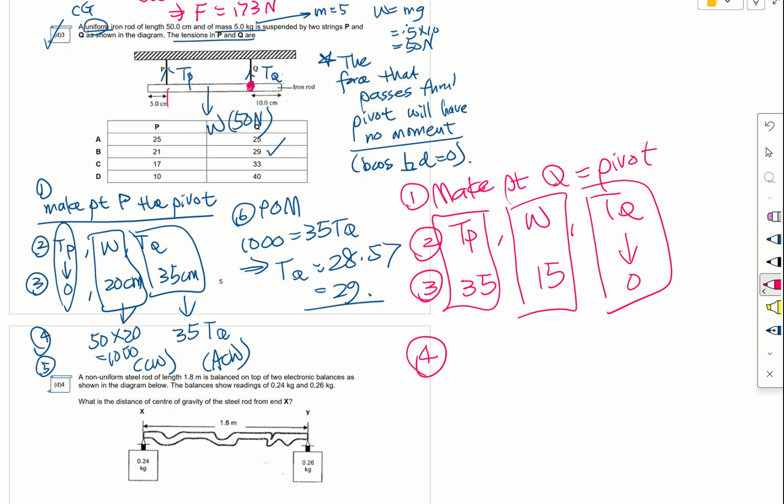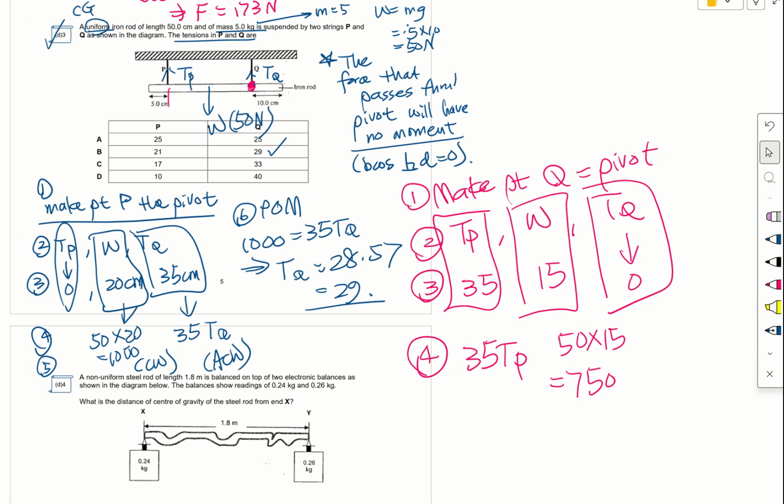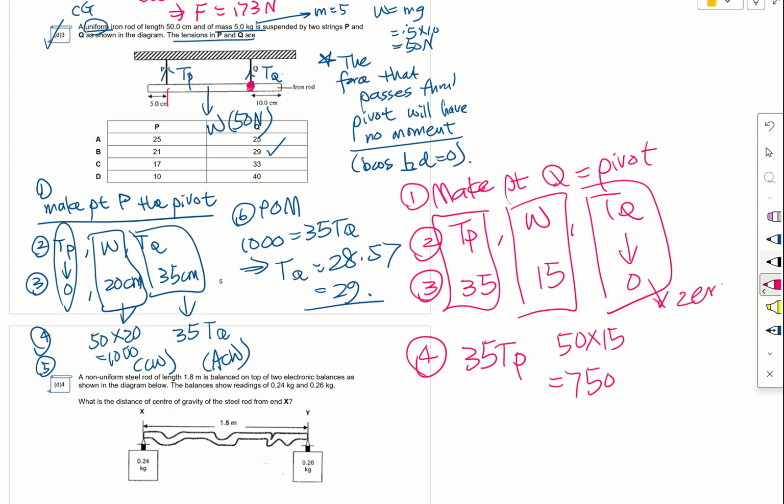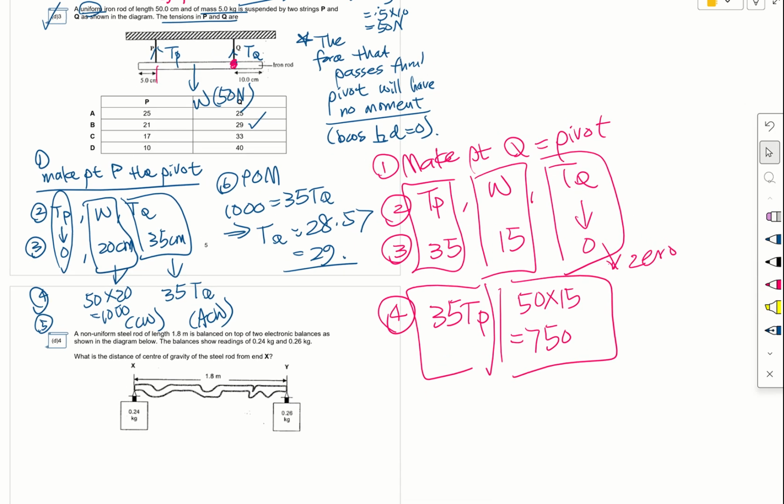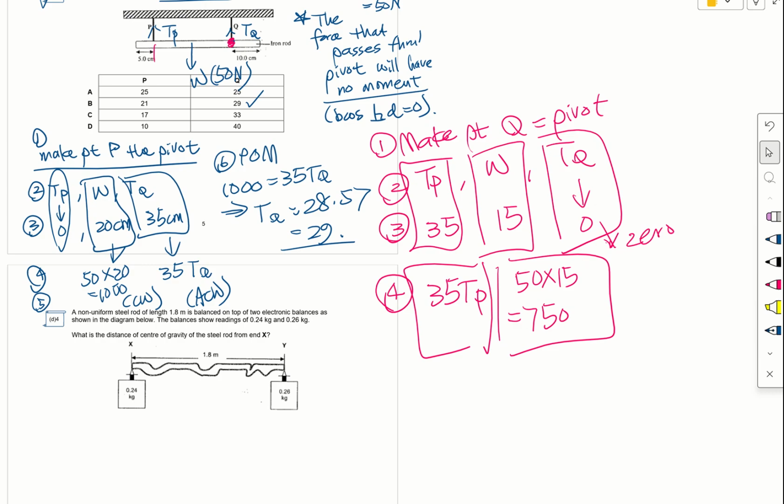Then we apply the moments formula, so I have 35 TP, and this will be 50 times 15 equals 750, and then we have this become 0, so we will not write it down. So this is our step 4. Okay, so we have 2 moments, right? But for TP, because it's acting on the left of the pivot, and it's going upwards on the left, you'll turn it into clockwise.